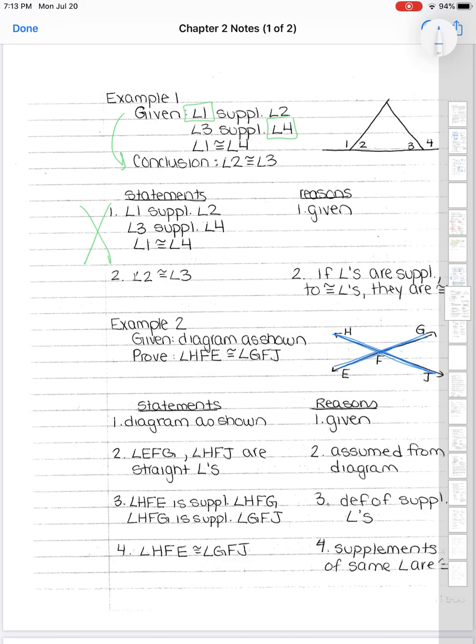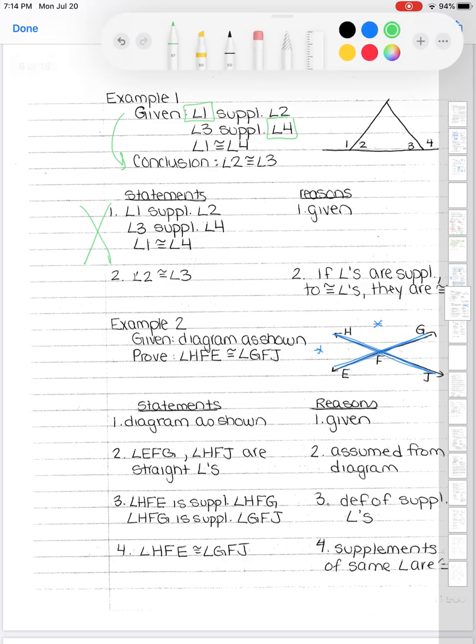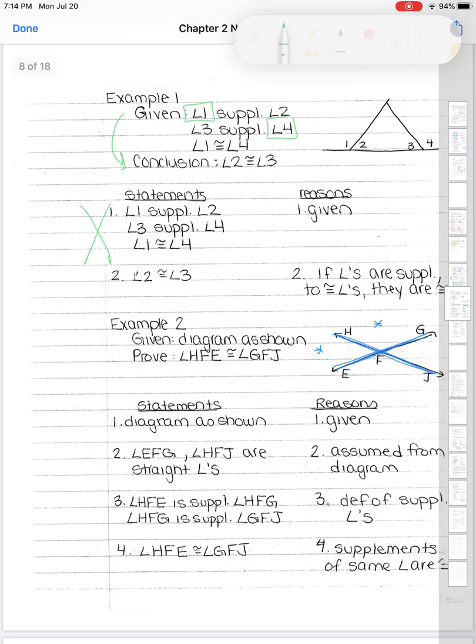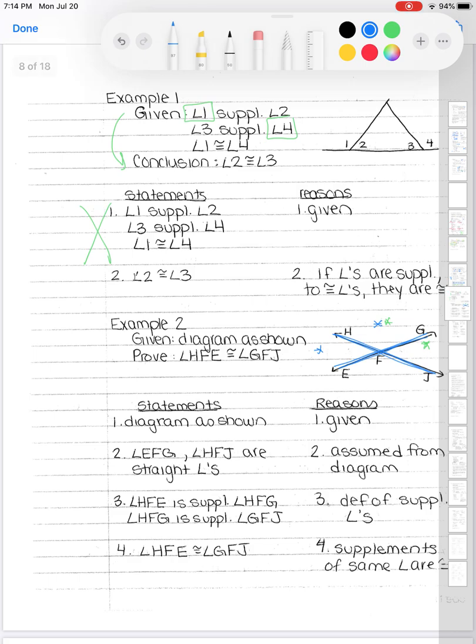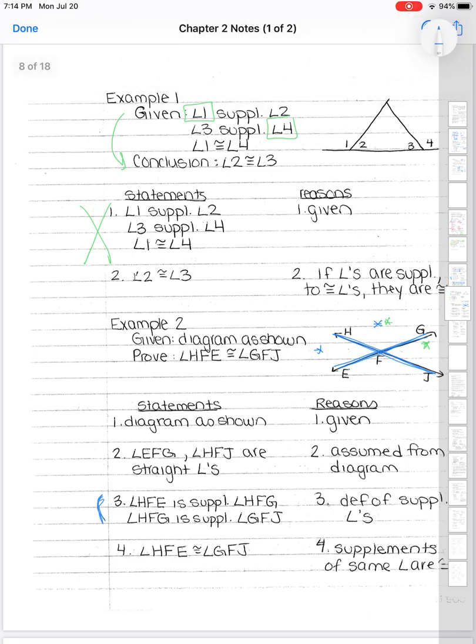So for 2, you're given a diagram, and you're trying to prove that HFE and GFJ are congruent. So we know our first statement is whatever our given says, and our first reason is given. Well, it's a diagram. The only thing we can assume from a diagram are straight angles, and here's our straight angles. Then I'm going to say, okay, well, HFE is supplementary to HFJ. So I'm going to take these two angles and write a statement. And I'm using definition supplementary angles. But I'm going to do the same thing for these two angles right here.